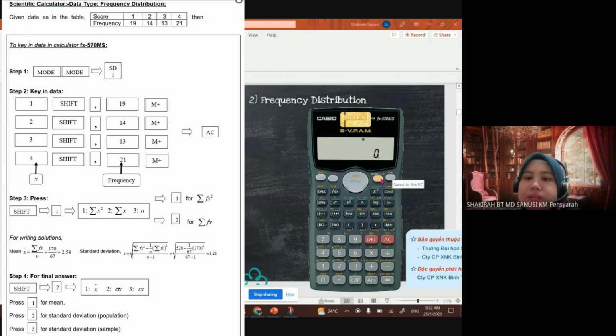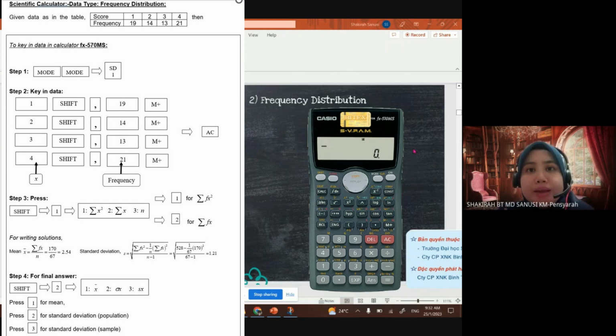Let's repeat. To key in our data, step 1, press Mode twice. To key in your data in calculator FX570MS, press Mode twice and SD1. That's it.